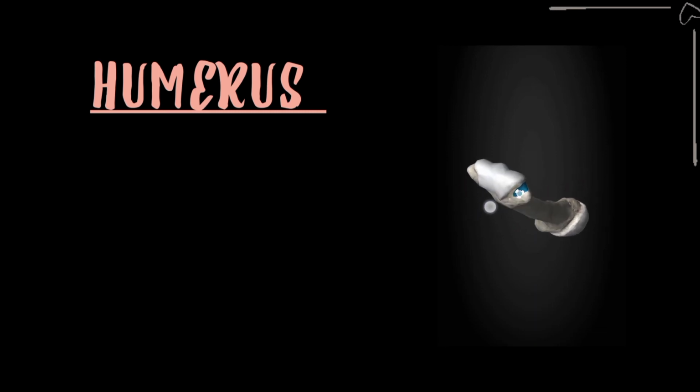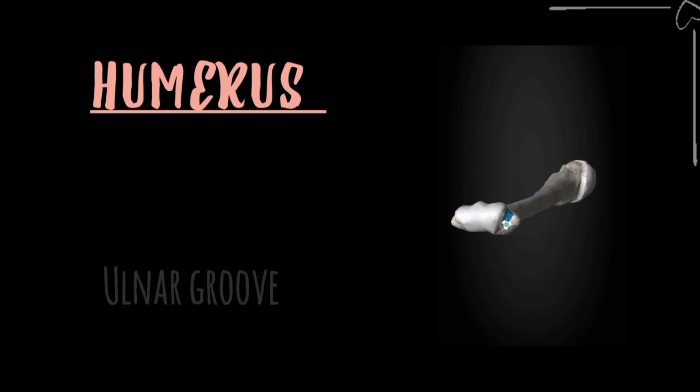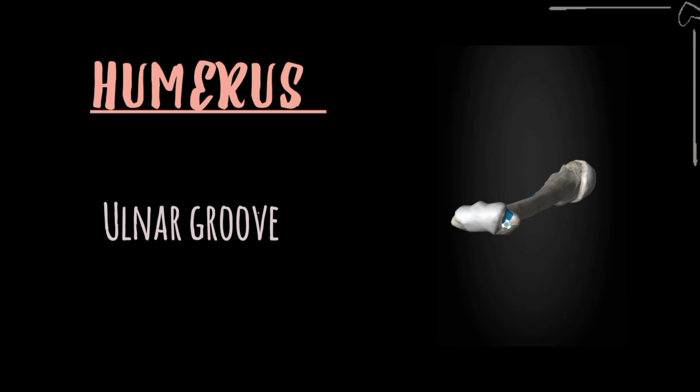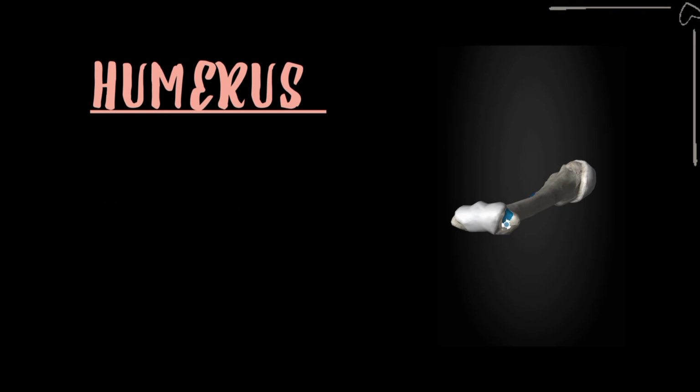Now just beneath the medial epicondyle, there is a groove over here, marked in blue color, termed as the ulnar groove for the ulnar nerve. So this is a groove for the ulnar nerve, which provides a passage for the ulnar nerve to supply the ulnar side. So this is the groove for the ulnar nerve.